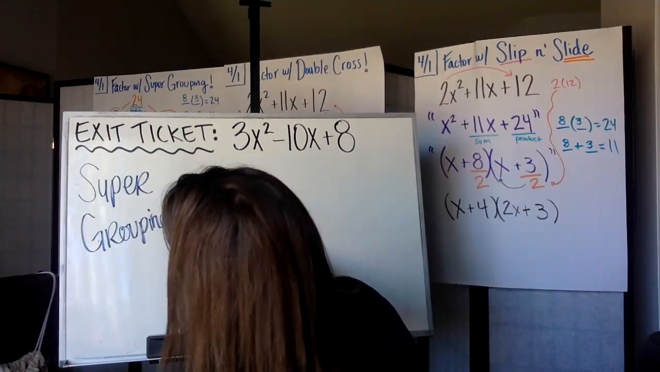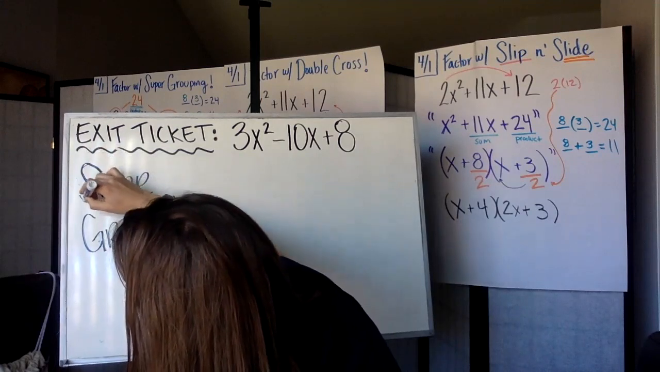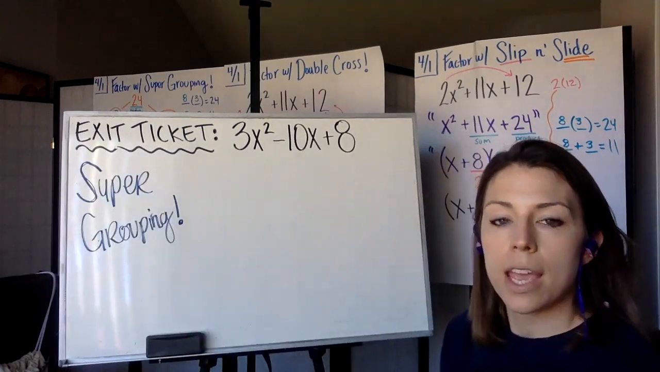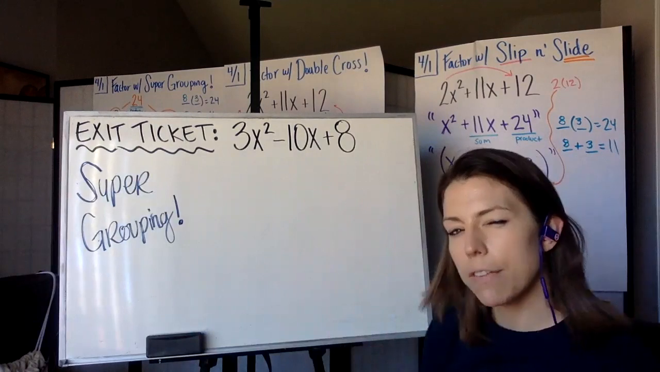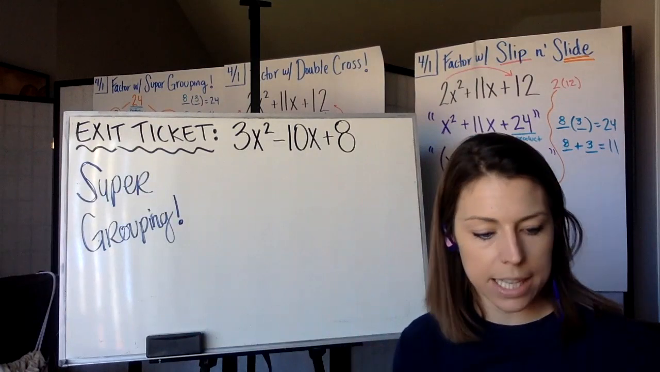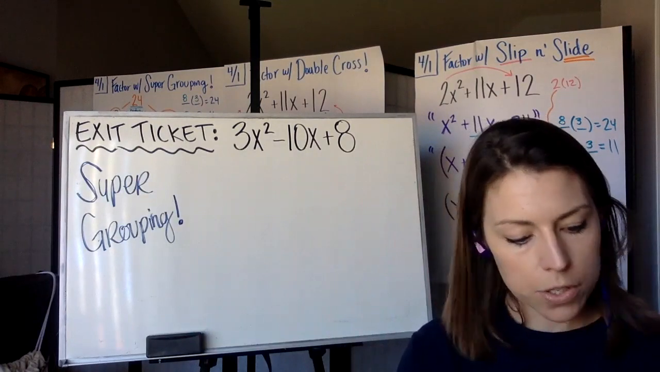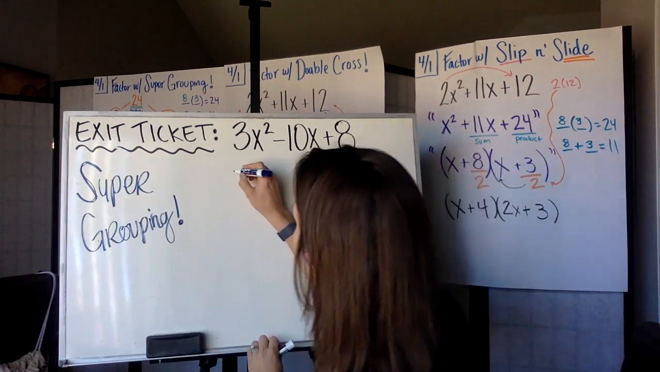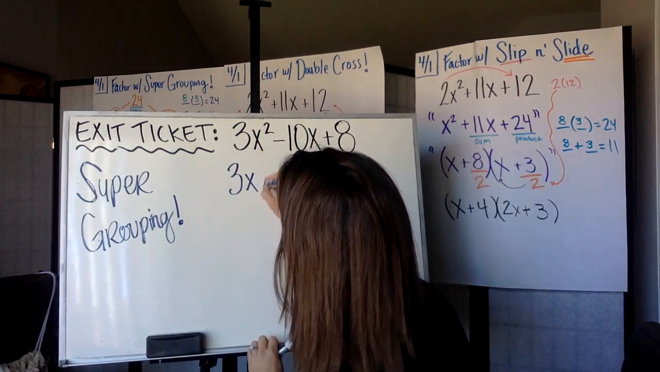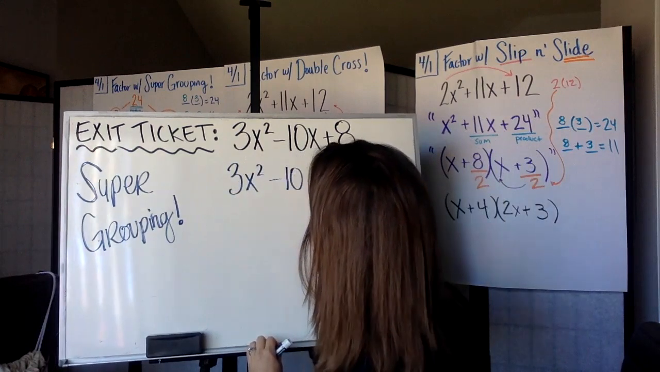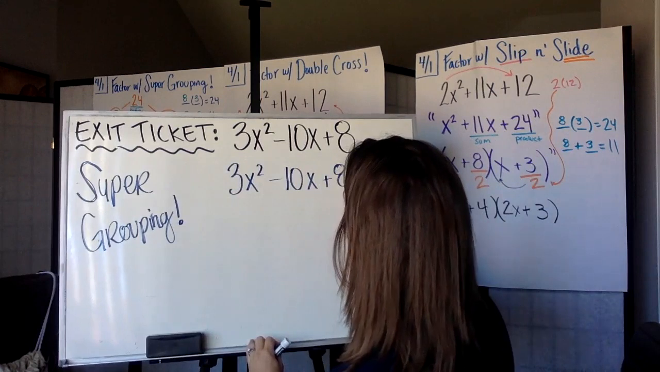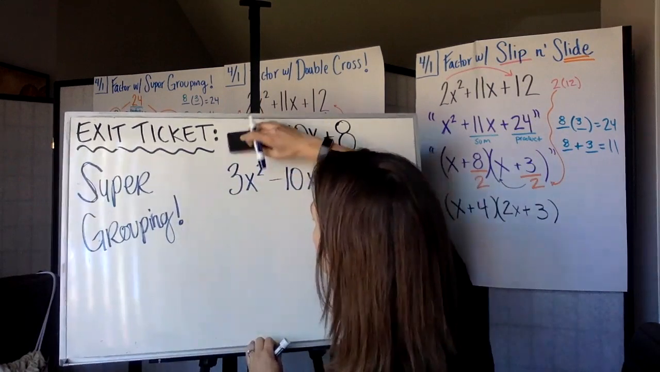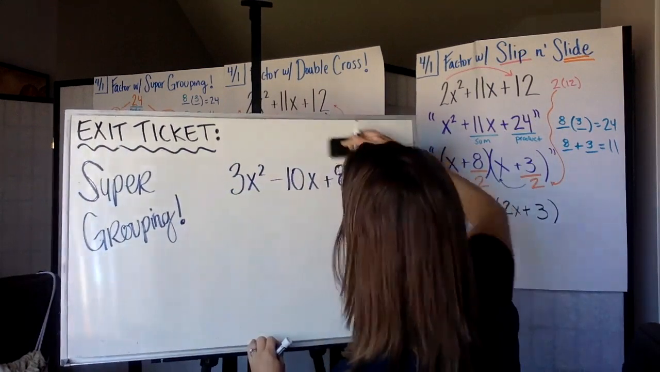Okay, so for those of you who liked supergrouping, here's what we did first. It's kind of like playing the P's and Q's game with a little bit of a twist. So I'm going to start by rewriting this because I'm going to do my supergrouping a little bit different. So 3x squared minus 10x plus 8. I'm actually going to write it below to give myself a little bit of room to do my P's and Q's.